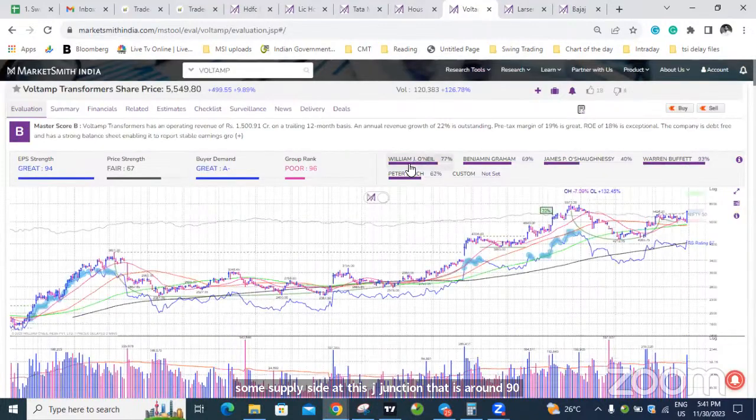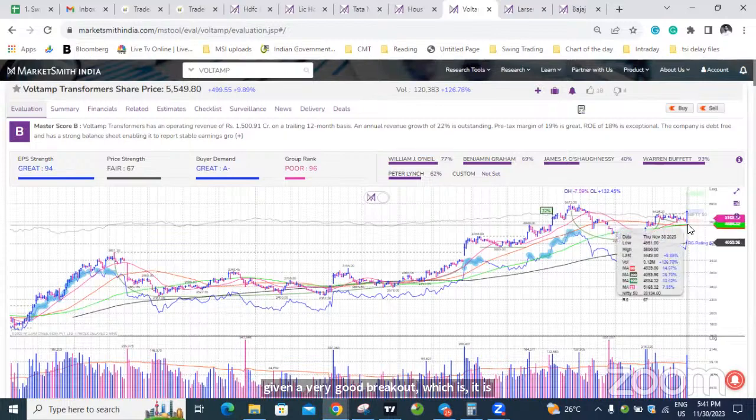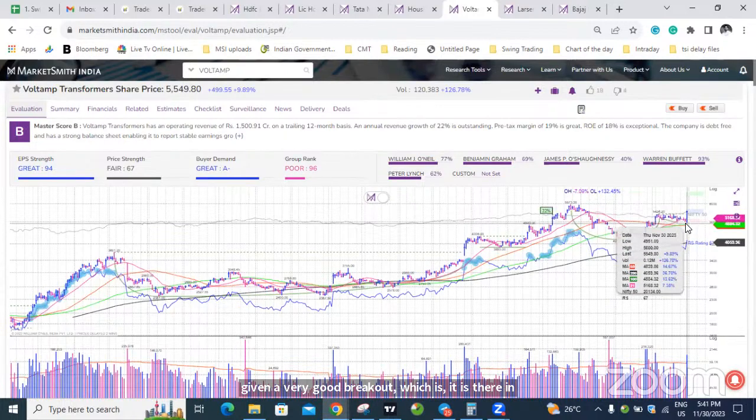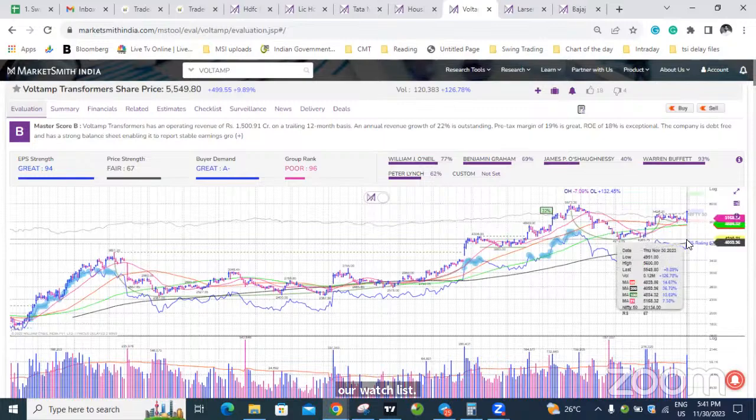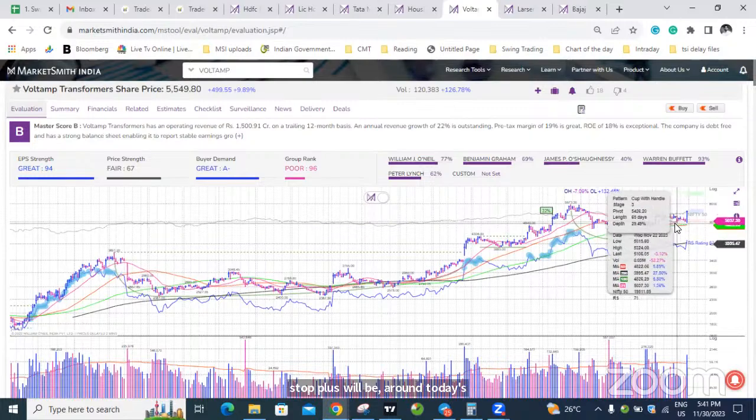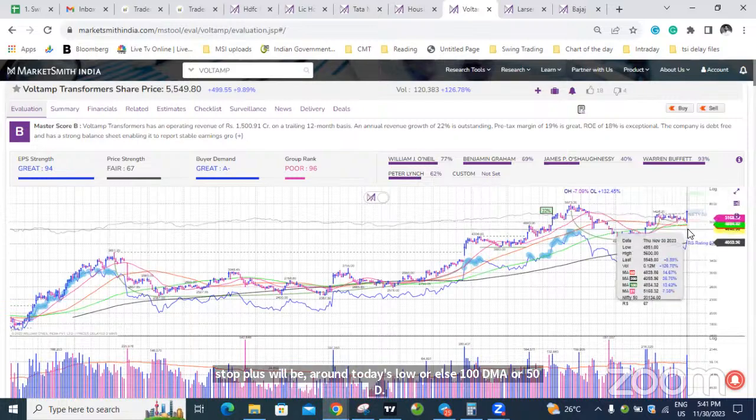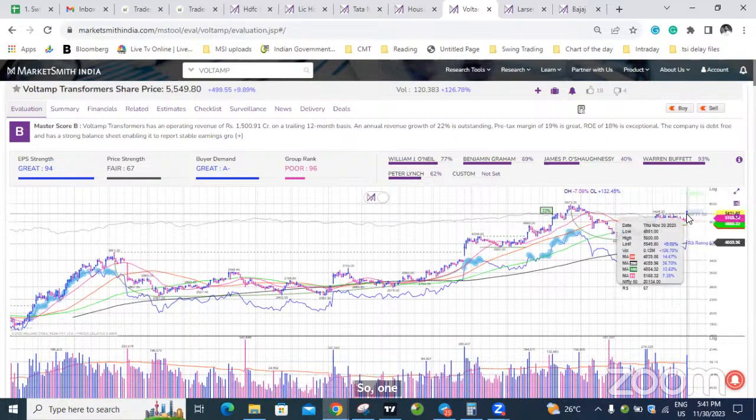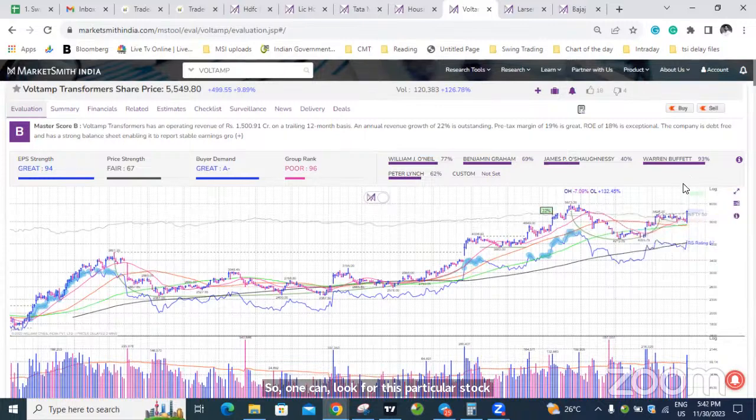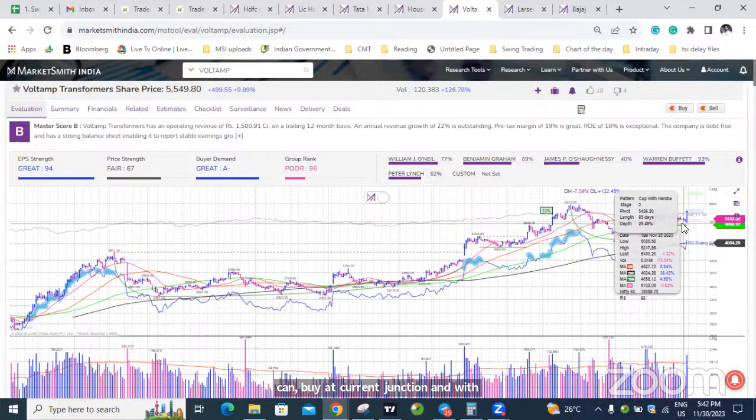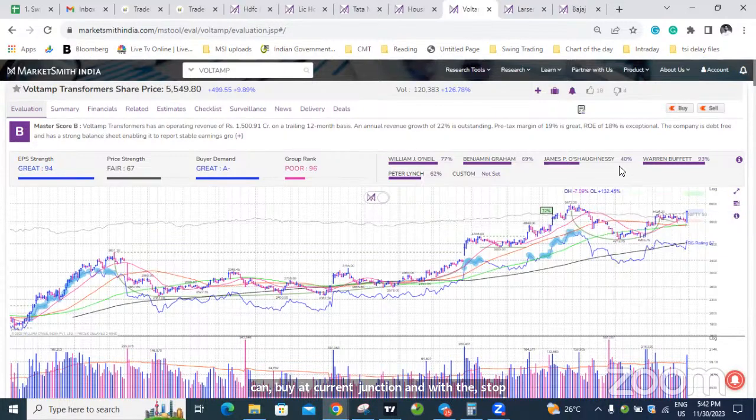Next one is Voltamp. This is a very good fundamentally strong stock, which has given a very good breakout, and is there in our watch list. One can look for this particular stock with the stop loss around today's low, or else the 100 DMA or 50 DMA. One can buy at the current junction with the stop loss around today's low.